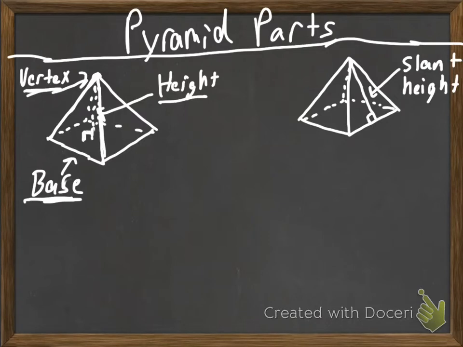Just like with our triangles, our height goes from one vertex and it drops down to the base. It makes a perpendicular angle. Now another part of the pyramid is called the slant height. And the slant height has to deal with the faces. All the faces of pyramids are triangles. And the slant height is the height of those triangles. And we need that in order to find the surface area.